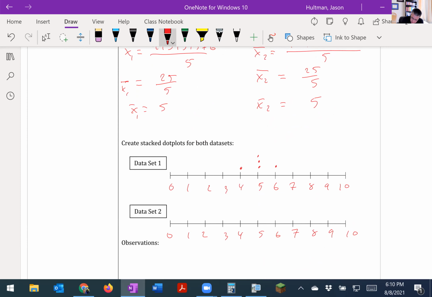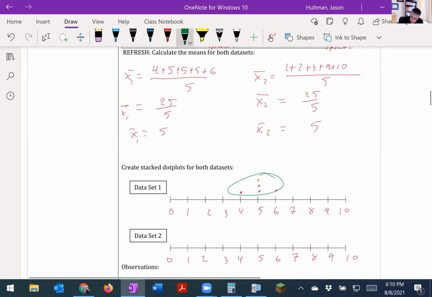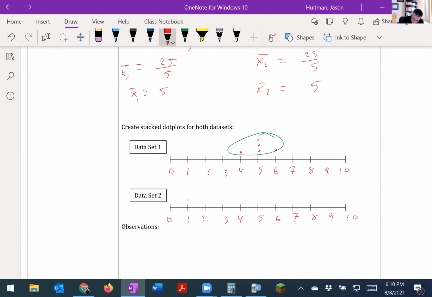Okay, but notice that again, they're very close together. Okay, the data is very close together, all in between 4 and 6. Okay, what about data set 2? Well, data set 2 was 1, 2, 3, 9, and 10. Okay, so all the values are different. We get 1, 2, 3, 9, and 10. And what do we notice? That the data is very spread out.